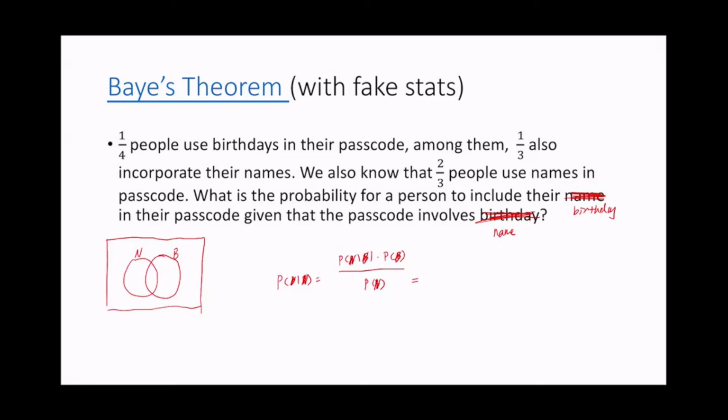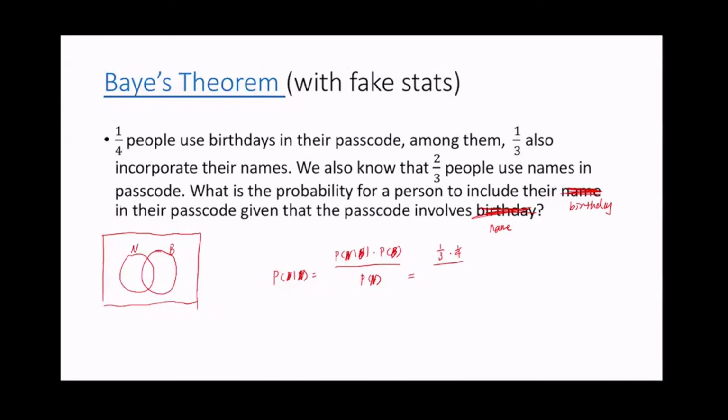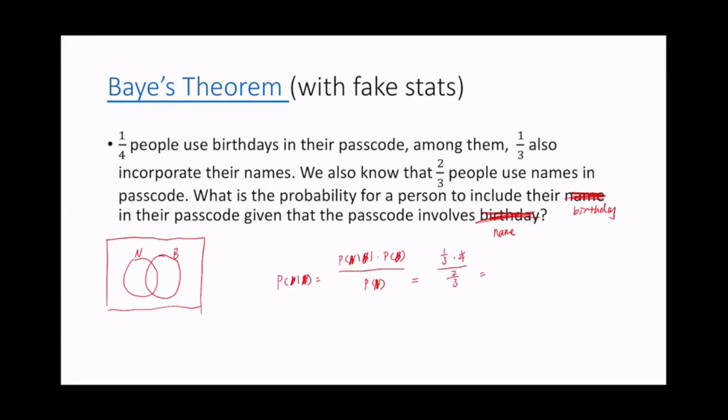So the possibility for people to have their name in their passcode, given that they also incorporate their birthday in their passcode, is 1/3. And for people to incorporate their birthdays in their passcode, it's 1/4. And that is divided by 2/3, which gives us 1/8.